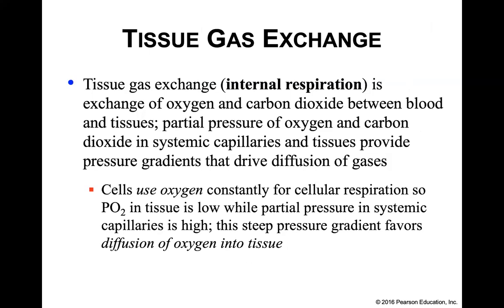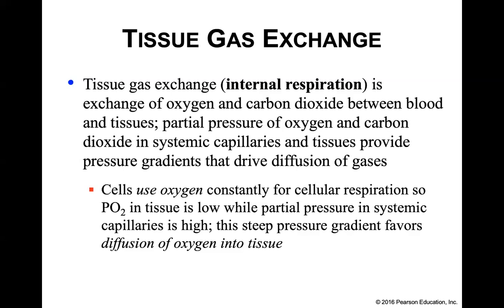So now let's talk about internal respiration. This is tissue gas exchange. And again, this is going to move down the partial pressure gradients for oxygen and CO2. Tissue gas exchange or internal respiration is an exchange of oxygen and carbon dioxide between blood and tissues. The partial pressures of oxygen and carbon dioxide in systemic capillaries and tissues provide pressure gradients that drive diffusion of gases.